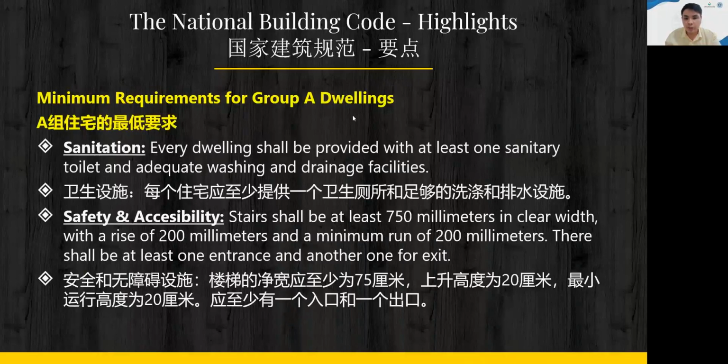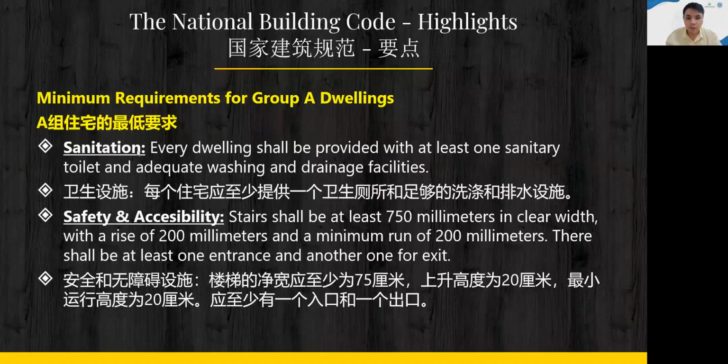So to highlight certain provisions of the code, we will use the Group A dwellings as an example. For Group A dwellings, I will be discussing the minimum requirements stipulated by the code. In terms of sanitation, the code requires that every dwelling shall be provided with at least one sanitary toilet and adequate washing and drainage facilities. So this provision is consistent with the intent of the sanitary barrios, the chalet, and the idea in the American colonial era to promote sanitation.